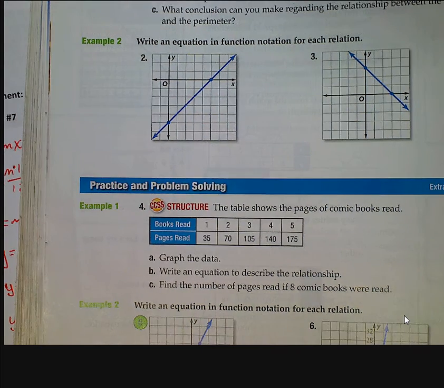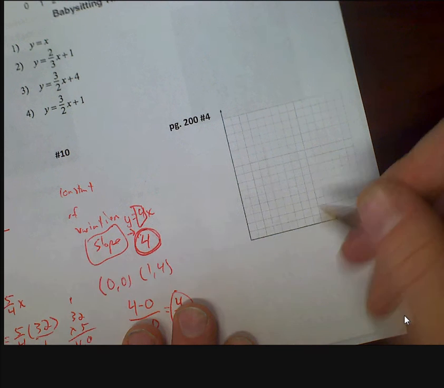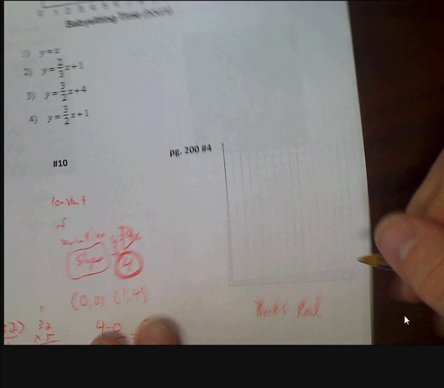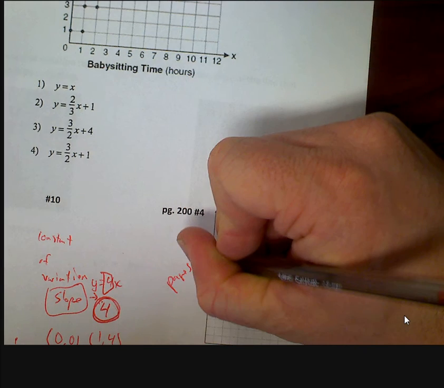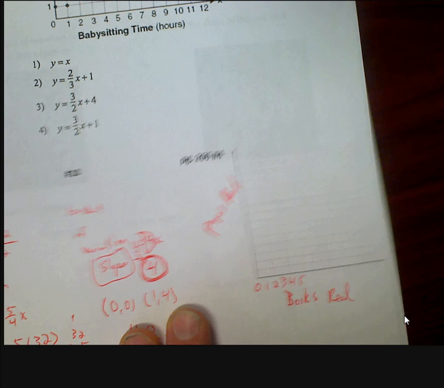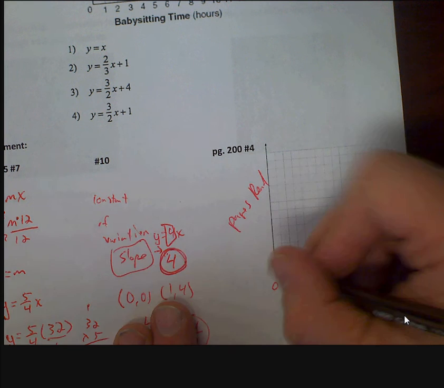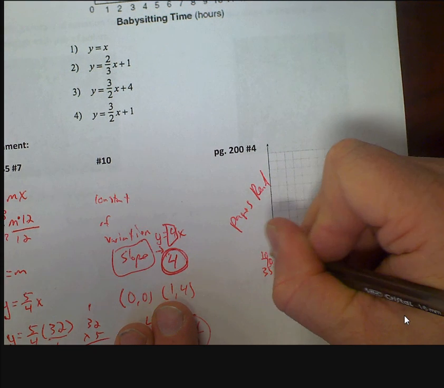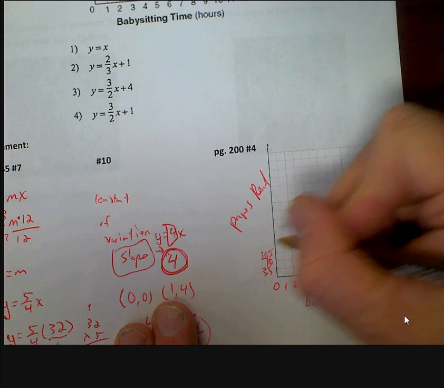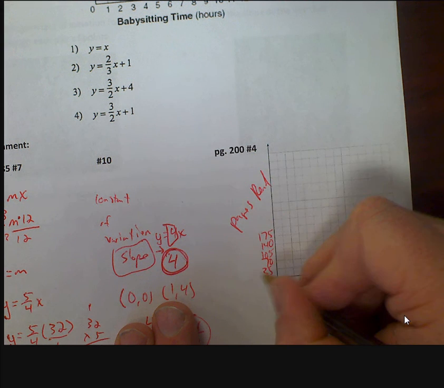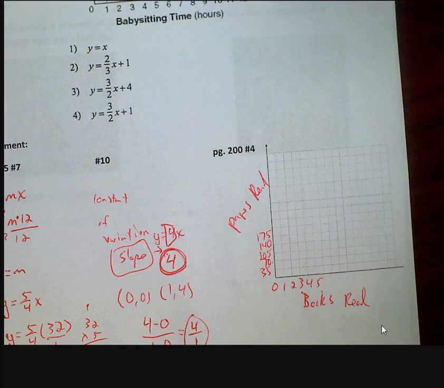Okay? So I need to graph. So my bottom is going to be books read. My x is always at the top. And pages read. So they are counting by ones, so I'm going to go 0, 1, 2, 3, 4, 5. And then they count by 35, so I'm going to go 0, 35, 70, 105, 140, 175. So I counted by 35. 35 plus 35 is 70. 70 plus 35 is 105.